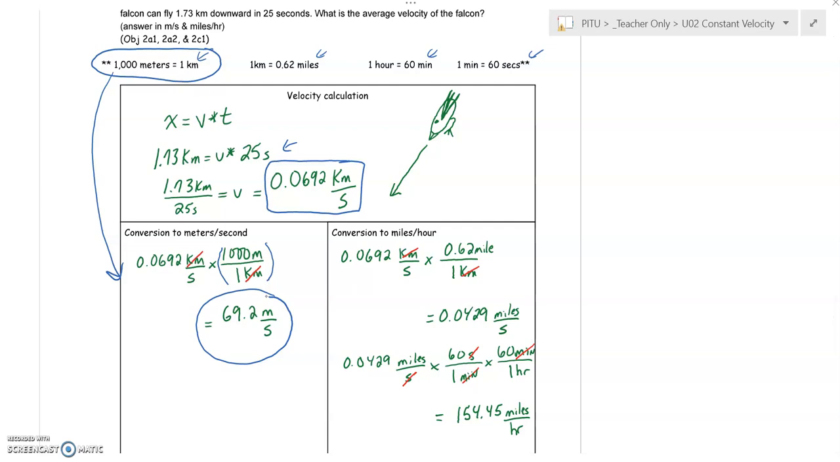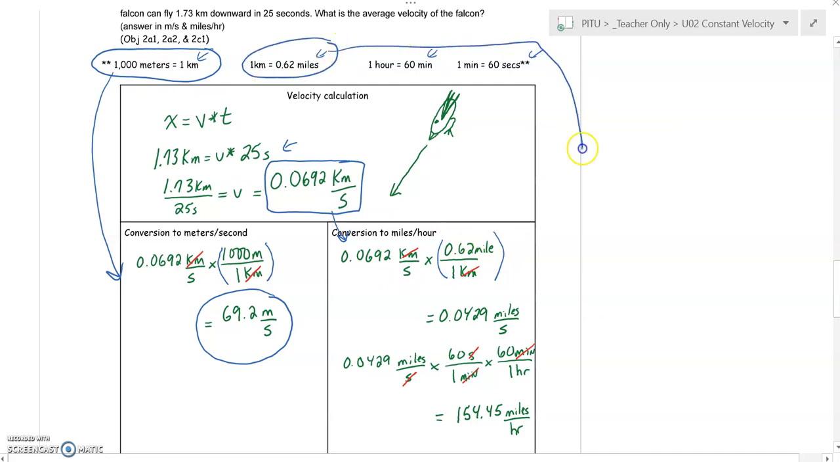Okay, but how many miles per hour is that? So we take the same number here, and this time we're going to have to convert kilometers into miles, and then convert seconds into hours. So we figure that by multiplying this, there's a conversion factor here, right? This one, 1 kilometer is 0.62 miles. We get that the peregrine falcon is traveling 0.0429 miles per second.